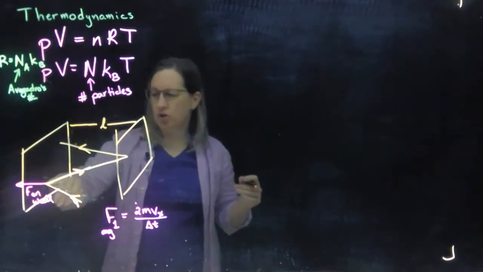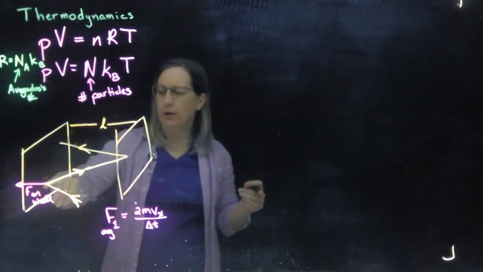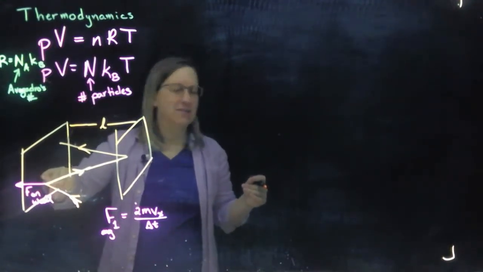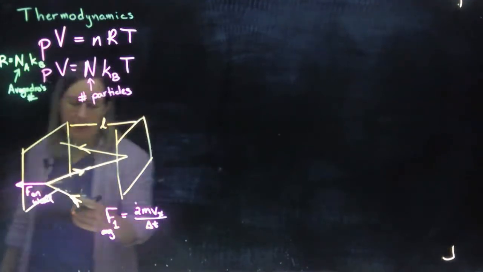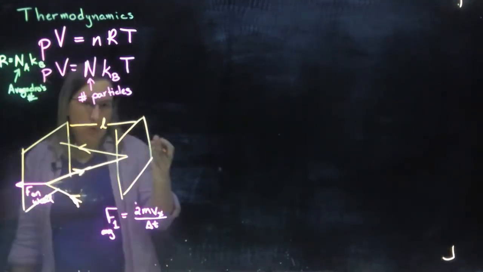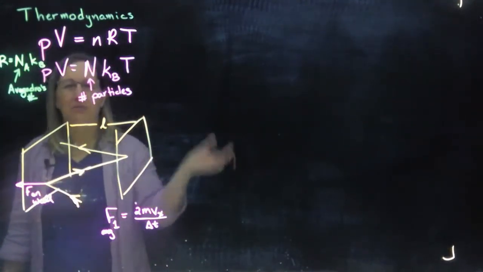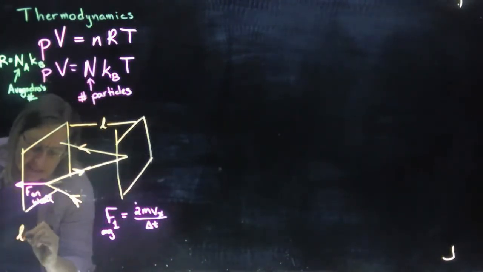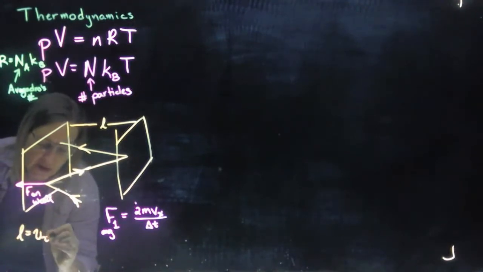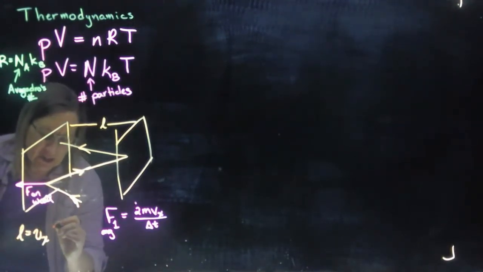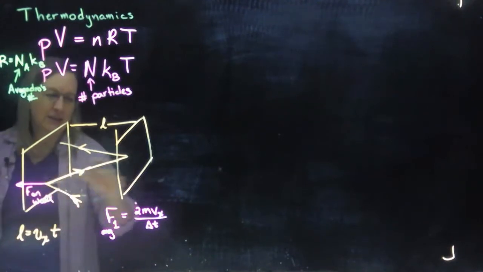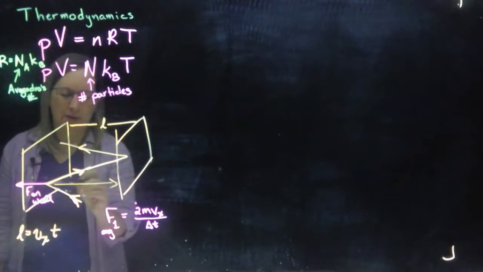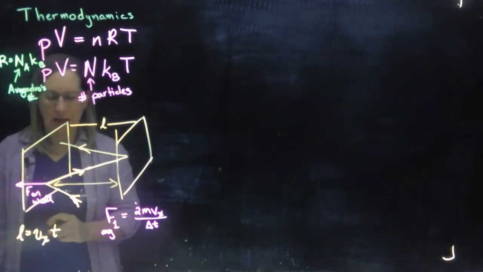The only thing that changes its speed, if it's the only particle in the box, is when it hits this wall. So if we look at that, we can just use our kinematics equations from the first week of Physics 1 and say that this distance is equal to whatever our velocity is in the x direction times the time it takes to go across here. That would be the time to go this distance L.